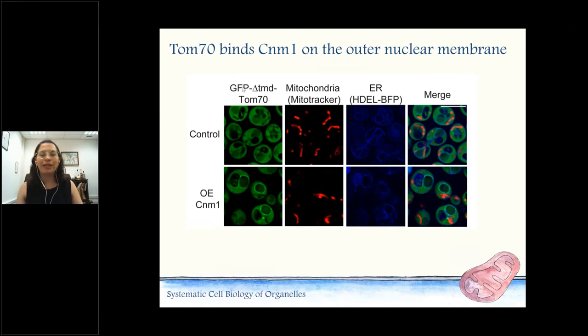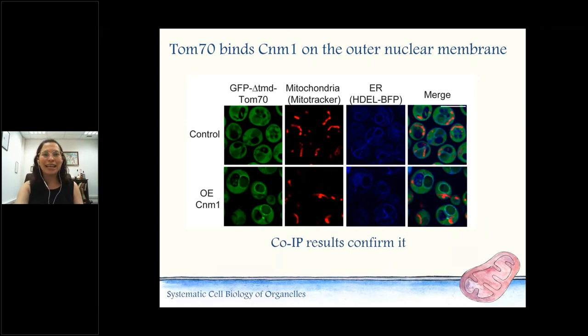So one example for such an experiment that we did, we deleted the transmembrane domain of TOM70, and we tagged it with GFP. So now we see that it became cytosolic. And we also see again that mitochondria are not clustered around the nucleus anymore. And when we overexpress CNM1, we now see that TOM70 is basically dragged to the nuclear ER. So we see the fluorescent green signal around the nucleus. Basically, it is CNM1 dragging TOM70 to its localization around the nucleus. And we did additional experiments. We also did some CoIP to confirm that indeed we have a direct interaction between TOM70 and CNM1.